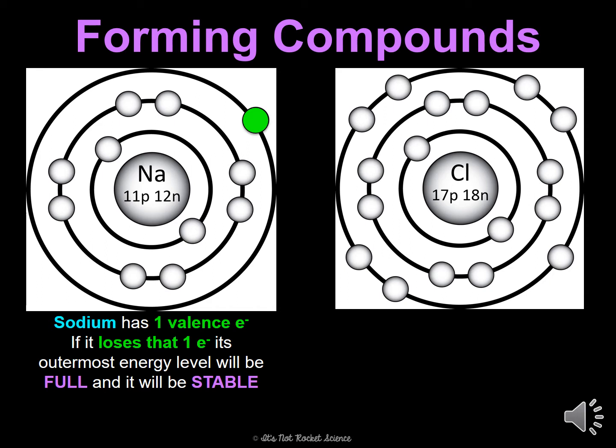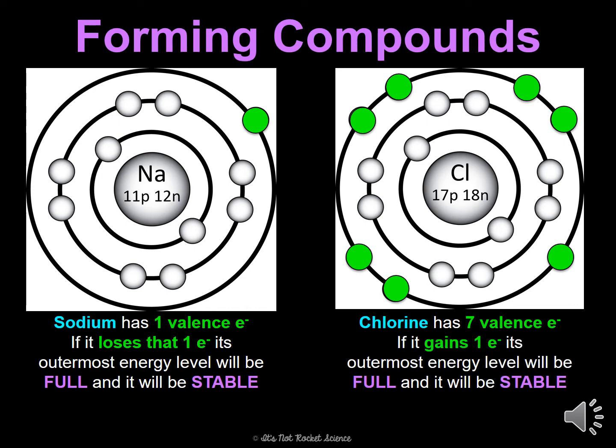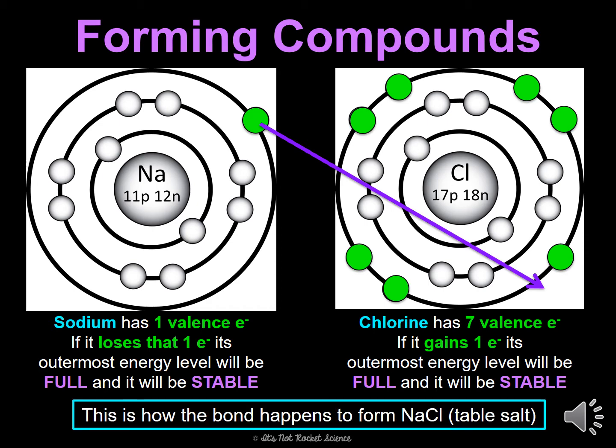All right. Now, looking at chlorine, chlorine has 7 valence electrons highlighted just there. If it gains one electron, the outermost energy level will be full and it will be stable. So you kind of want to think, is it going to be easier to take away those valence electrons, or will it be easier to just gain one electron? We know sodium and chlorine are a common compound for table salt. So if we were just to move that 1 valence electron of sodium to chlorine, both of them will have a stable outer shell. All right. This is how the bond happens to form table salt, as we know is sodium chloride.